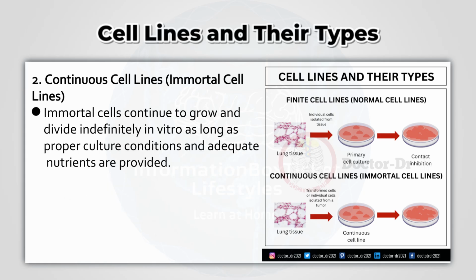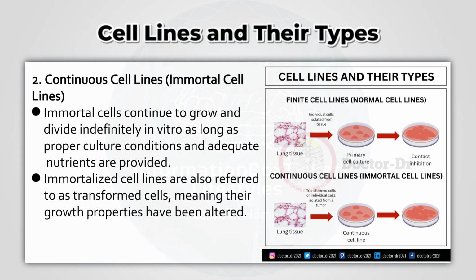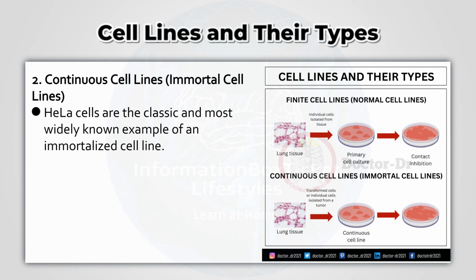Immortal cells continue to grow and divide indefinitely in vitro as long as proper culture conditions and adequate nutrients are provided. Immortalized cell lines are also referred to as transformed cells, meaning their growth properties have been altered. HeLa cells are the classic and most widely known example of an immortalized cell line.